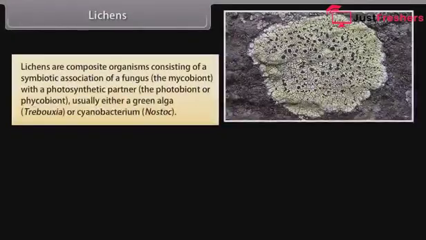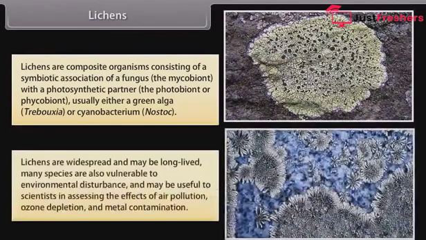Lichens are composite organisms consisting of a symbiotic association of a fungus, that is, the mycobiont, with a photosynthetic partner, that is, the photobiont or phycobiont. Usually either a green algae, that is, Trebouxia, or Cyanobacterium, that is, Nostoc. Lichens are widespread and may be long-lived.